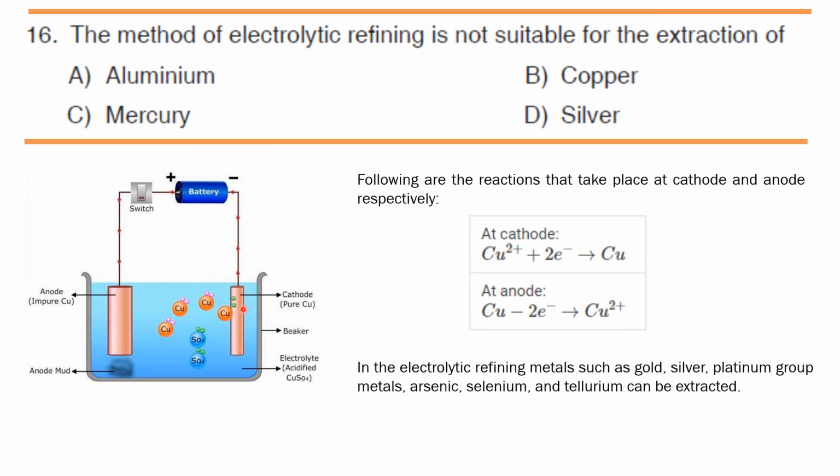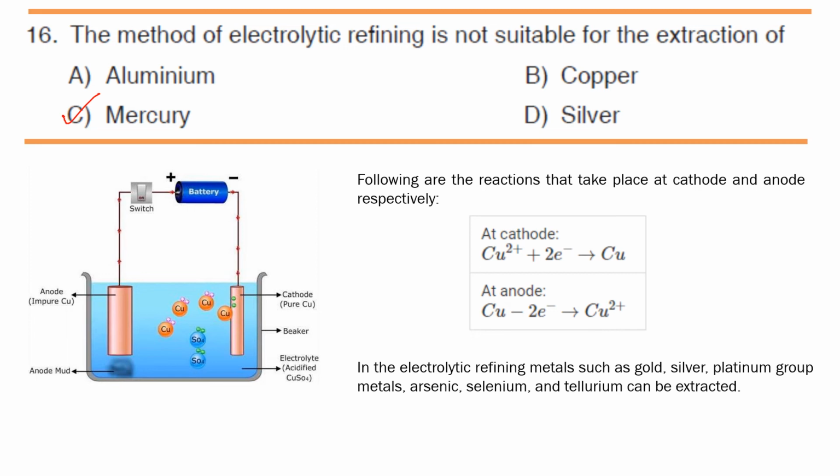Similarly, you can also have other metals like gold, silver, platinum, etc. But from the options, it is clear that mercury cannot be extracted using this method, because mercury is a liquid. It is not a solid, so it cannot naturally form the anode and cathode. So normally we cannot use this method for mercury. Therefore, the correct option is option C, which is mercury.